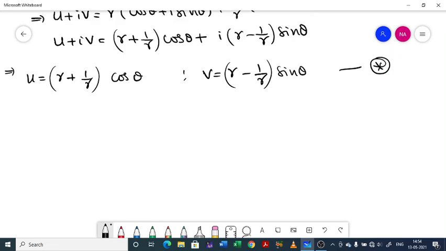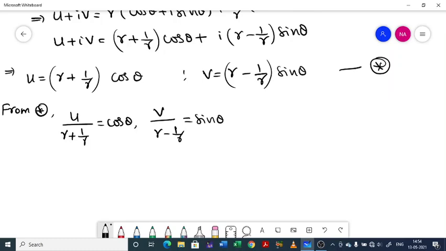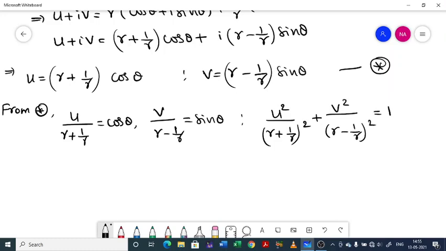Now from star, first we write expressions for the trigonometric functions. U divided by (R plus 1 by R) is cos theta, and V divided by (R minus 1 by R) is sin theta. Squaring and adding both equations, we get U square divided by (R plus 1 by R) whole square plus V square divided by (R minus 1 by R) whole square equal to cos square theta plus sin square theta, that is 1. This is equation 1.